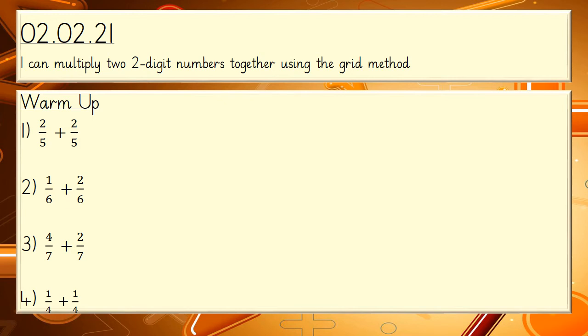In this lesson we're going to be looking at multiplying two two-digit numbers together using the grid method, like what we did yesterday, to consolidate our learning. So pause the video here, write today's date, underline it and then write the I can underneath it.